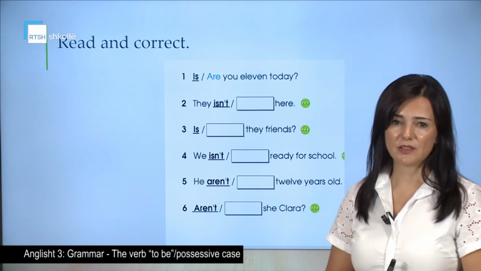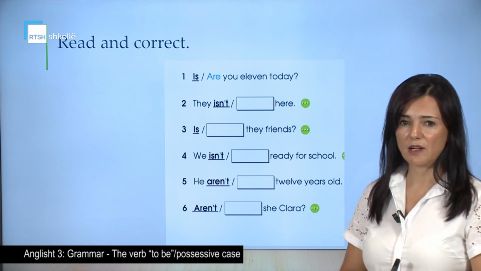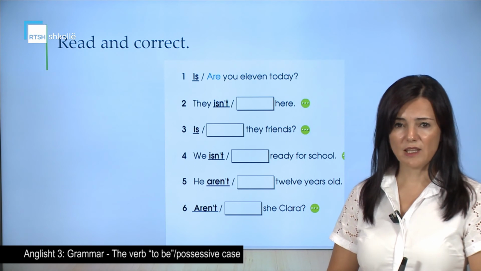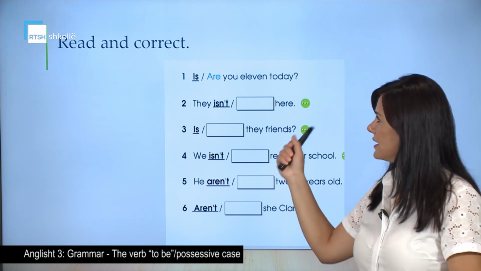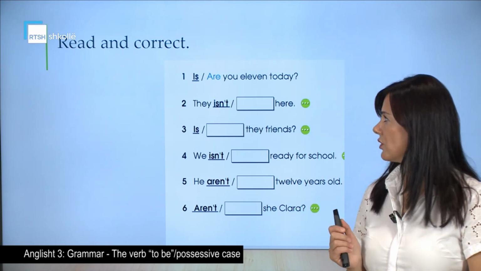Now let's go on with another exercise. Read and correct. In this exercise, if you see carefully, the verb to be is used in the wrong way. You have to read the sentence and correct it.